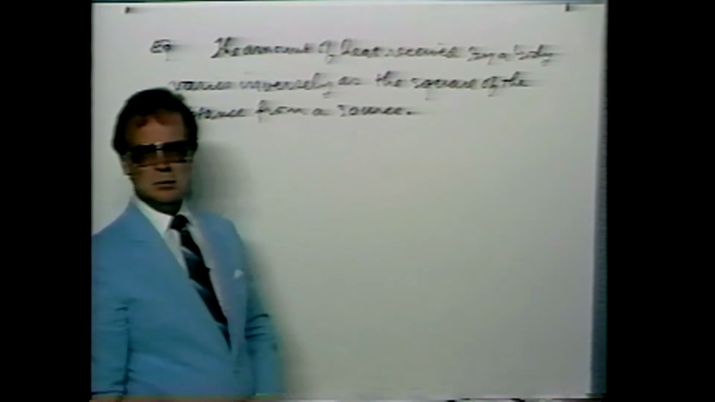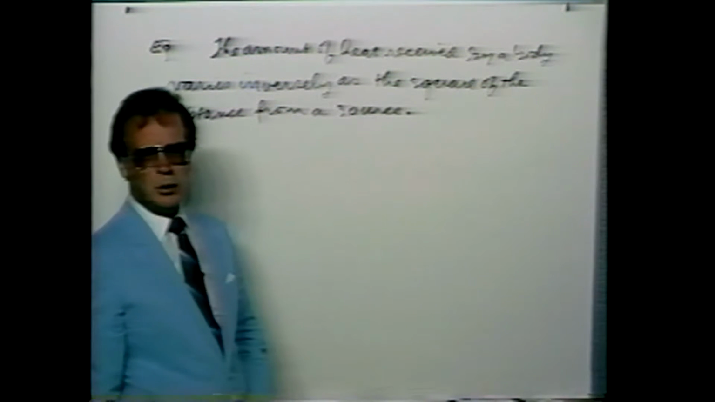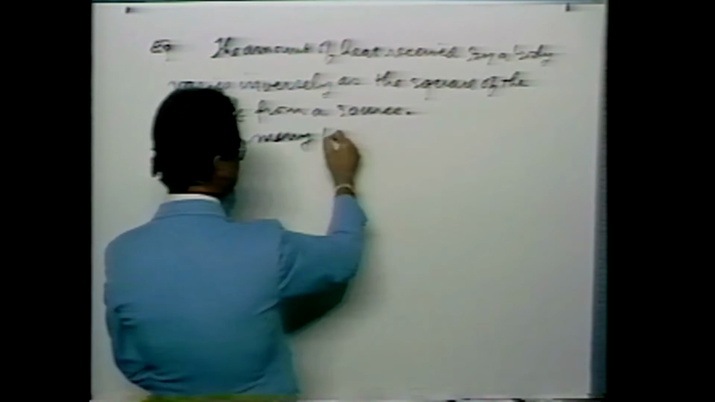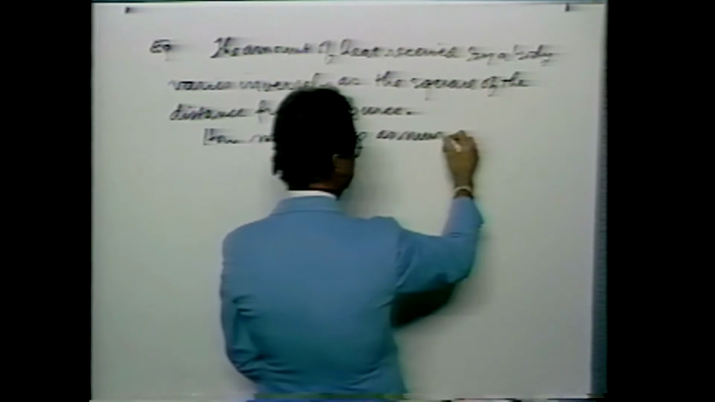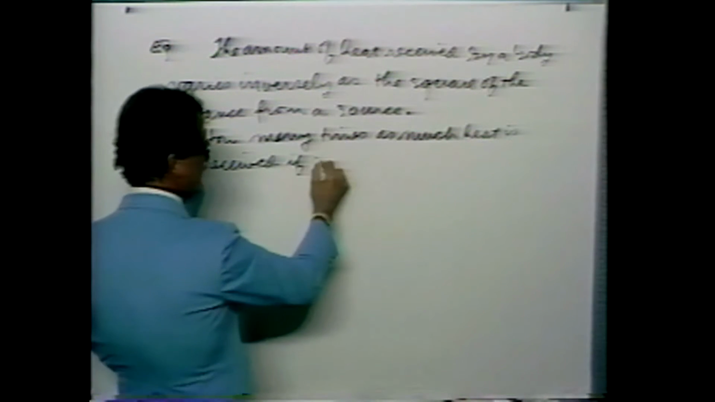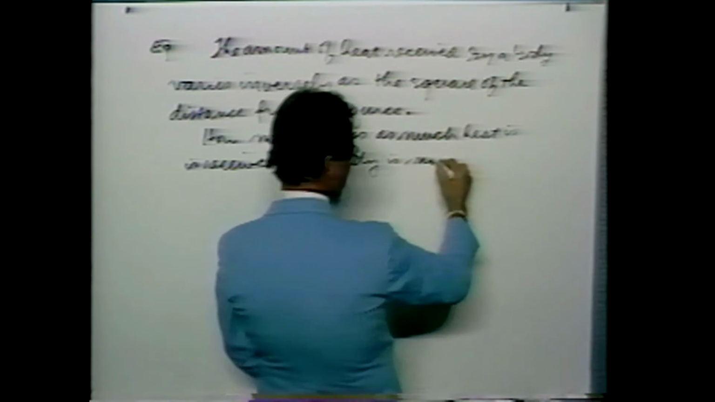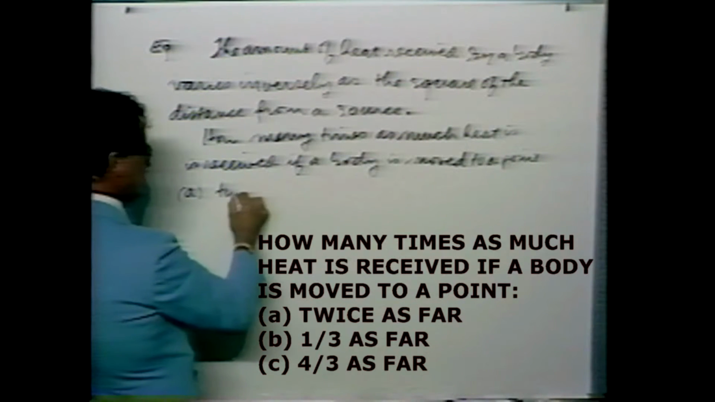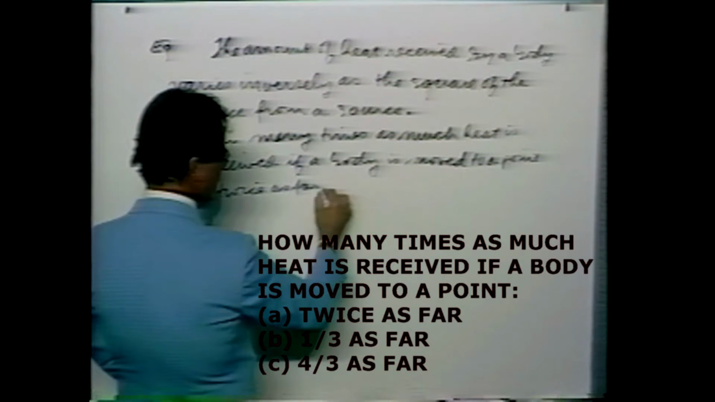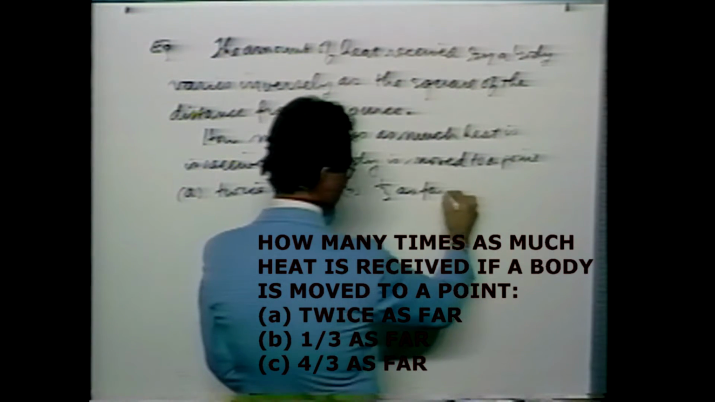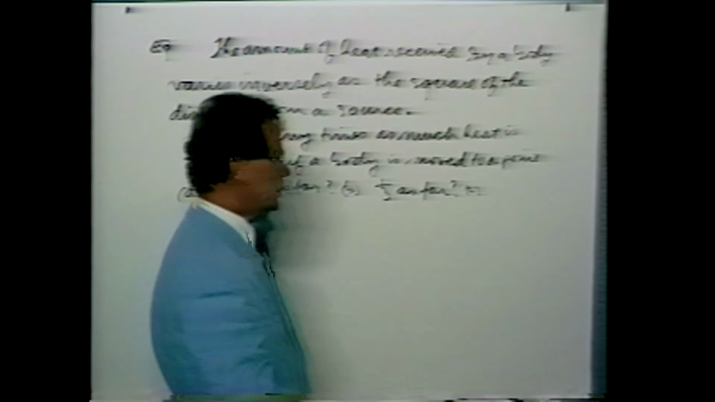How many times as much heat will be received if the body is moved to a point A, twice as far, B, 1/3 as far, and C, 4/3 as far.